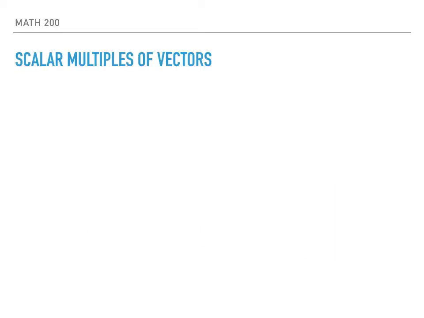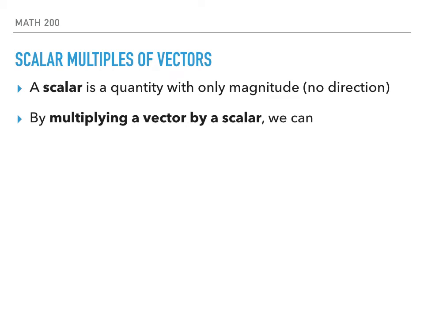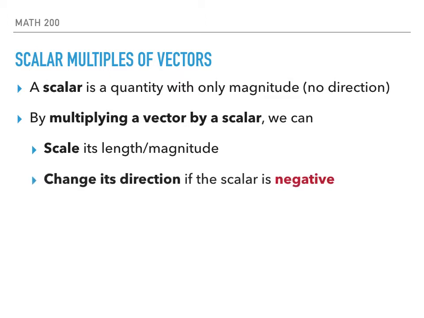Here's another operation. A scalar is a quantity that doesn't have direction. Okay, so every number you've ever dealt with up to this point is a scalar. You can multiply a vector by a scalar, and what it does is scales the length, that's why it's called a scalar, and it can change the direction if it's negative.